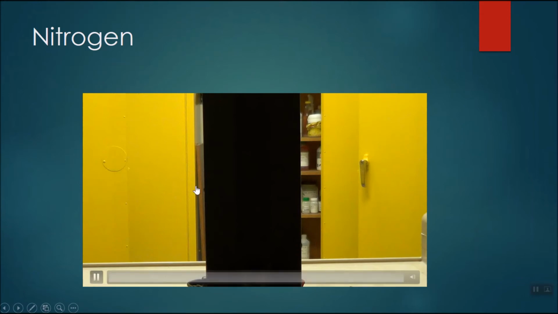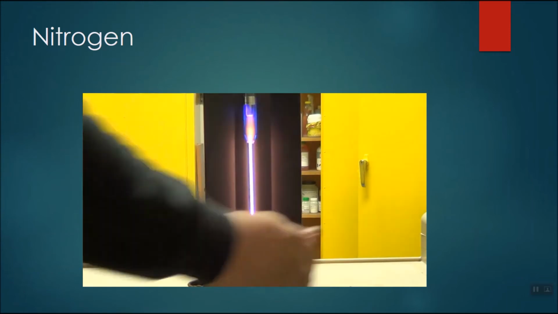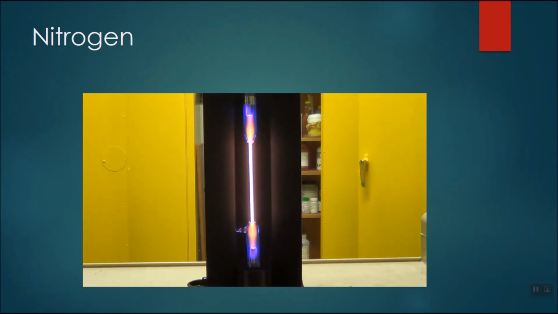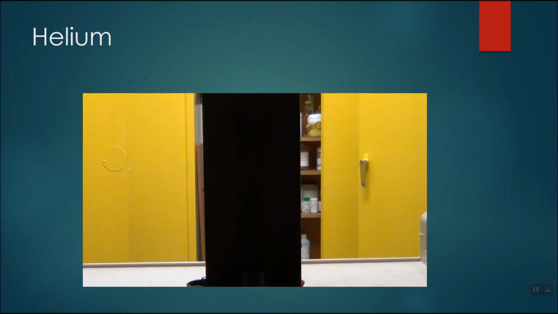Nitrogen. And here are nitrogen spectral lines. Notice heavy in the blues. That makes sense. What's the most common gas in our atmosphere? Nitrogen. What's the color of the sky? Blue.